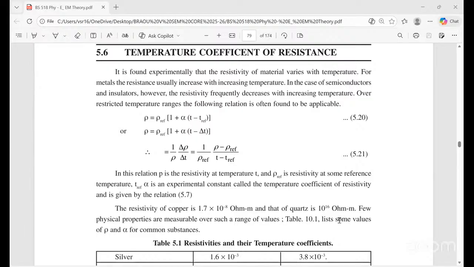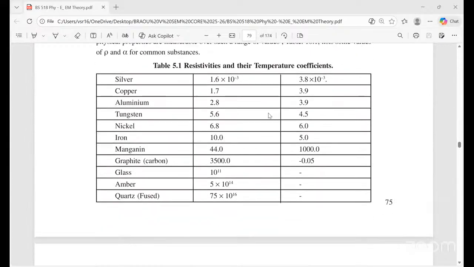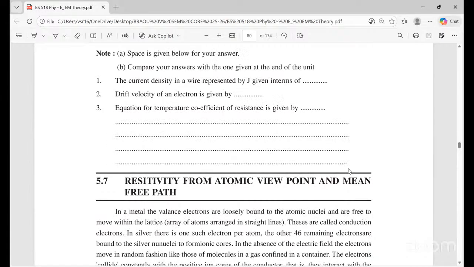But the thing is, the temperature coefficient of the resistor is denoted by alpha. So by this, we calculate for different materials, which have different resistivities as well as temperature coefficients. So for silver, this is the resistivity and this is the temperature coefficient. For copper it is 1.7, and this is 3.9. Aluminum is 2.8, temperature coefficient is 3.9. Like that here. Okay.